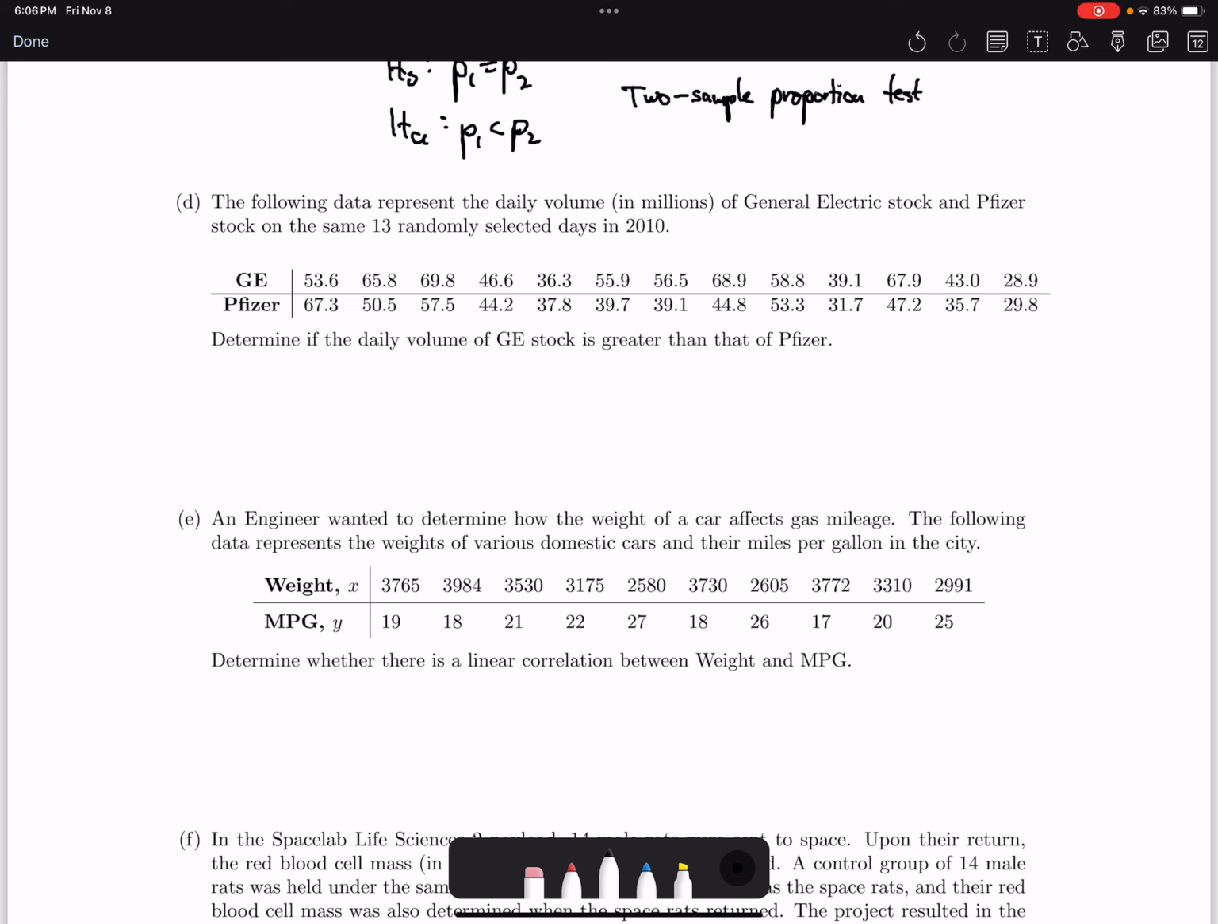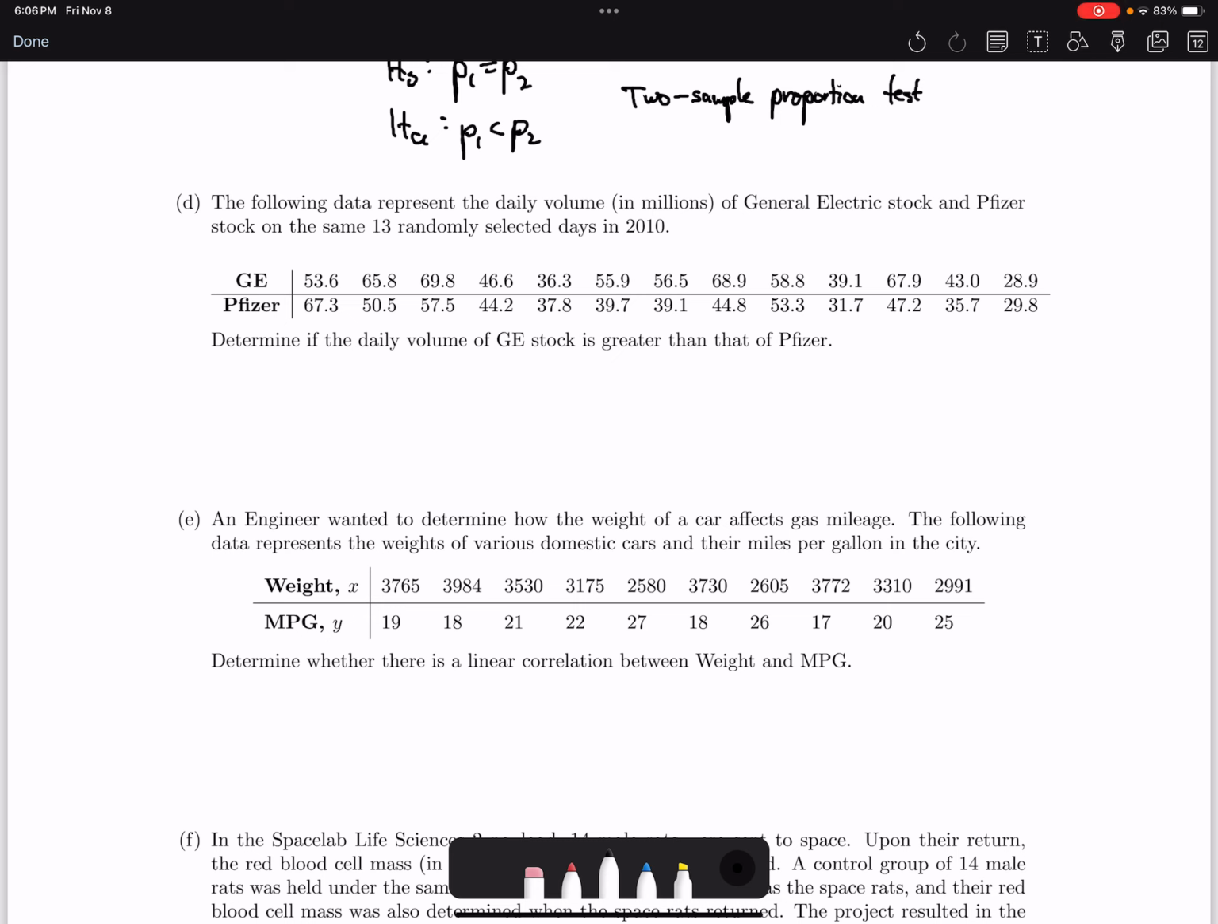To further verify that that is indeed what we should be testing here, let's think about this. We want to determine if the daily volume of GE stock is greater than that of Pfizer. Well, on some days it is, right? Like on this day. But on some days it isn't, like on this day. Okay? So what do we mean by the daily volume of GE stock being greater than that of Pfizer? It is on some days and it isn't on others. So clearly what we mean is, typically speaking, or on average, is the daily volume of GE stock greater than that of Pfizer. So clearly we should be testing averages here, or means, okay?